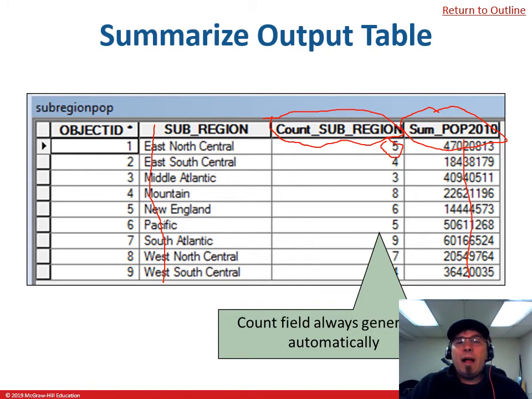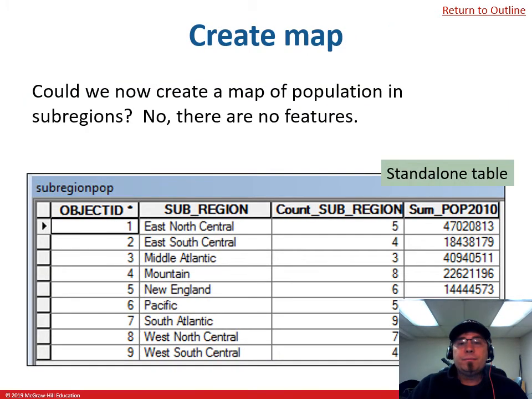So sometimes the count field is all you need, but if you need statistics, you just click the checkbox you need as well. You're going to get back the count field no matter what. So now that we have this table, what do we do with it? Well, you'll notice there are no points, lines, or polygons. This is a standalone table. However, within this table, there is a field that is identical to the one that we created this table from, and that has the subregion field in it as well.